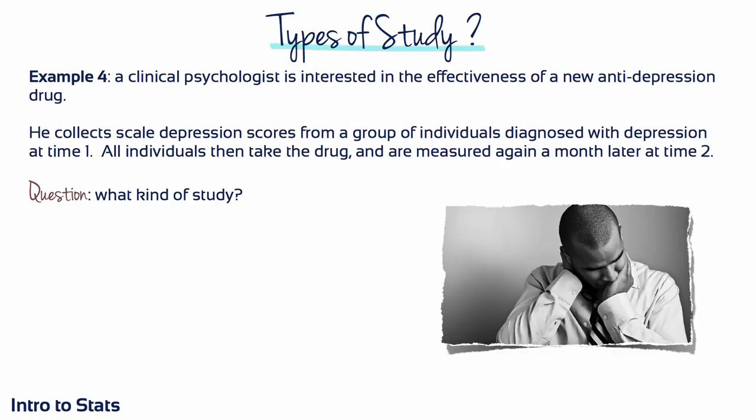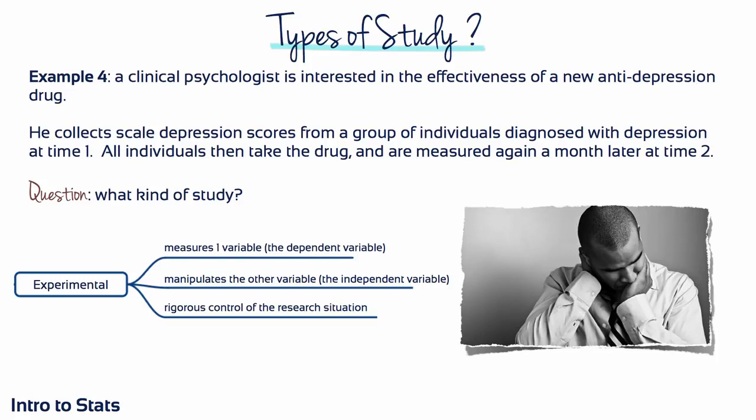Example 4. A clinical psychologist is interested in the effectiveness of a new antidepressant drug. He collects scaled depression scores from a group of individuals diagnosed with depression at time 1. All individuals then take the drug and are measured again a month later at time 2. What kind of study is this?